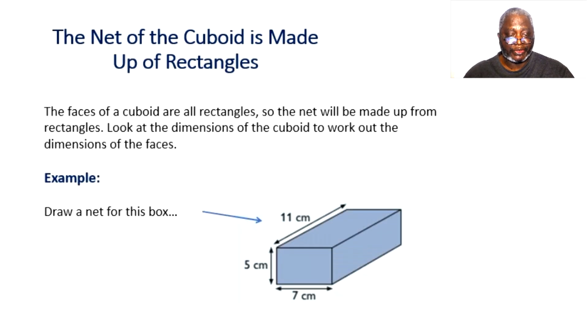Let's look a little bit further. The faces of a cuboid are all rectangles. So the net will be made up from rectangles. Look at the dimensions of the cuboid to work out the dimensions of the faces. So you have 11 by 5 by 7 centimeters. So you can draw a net of this box.